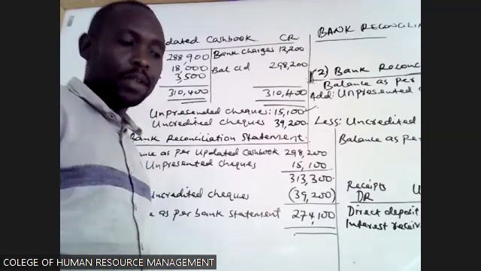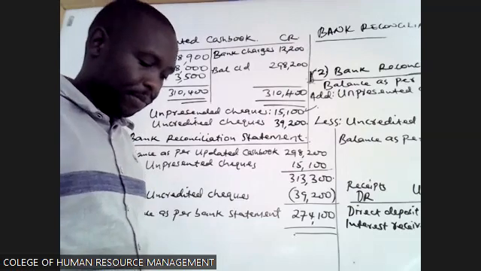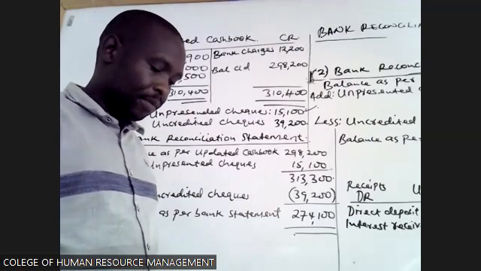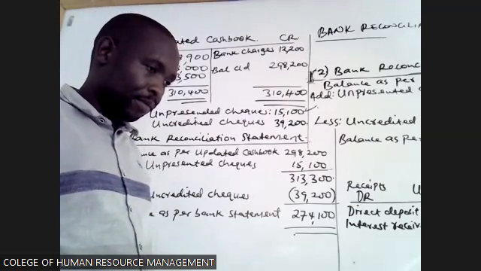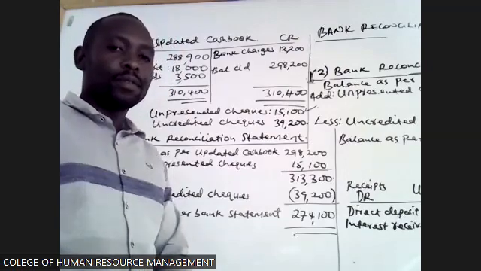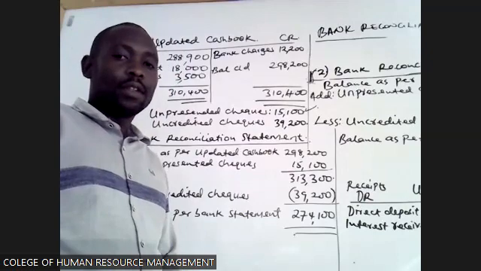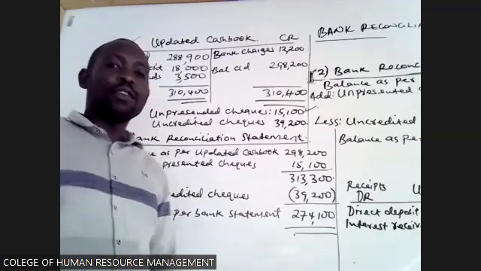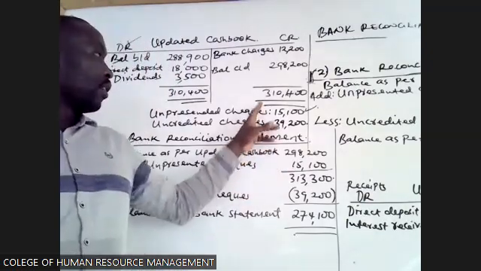Excuse me, Mwalimu. Yes, yes. Kindly come up again. I need some clarity on how to identify unpresented and uncredited checks from the cash book, kindly. But I understand the other process. So the process of getting these two.